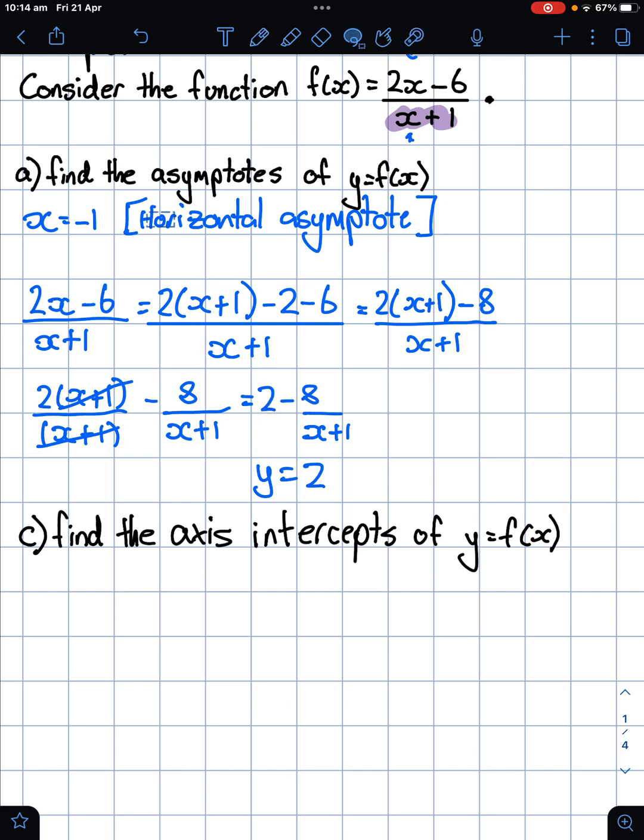Now, I'm going to fix this. Let's copy that whole thing and paste it down here. So that's our horizontal asymptote, and then I'm going to change this word to vertical. Okay, so that's our first bit done.